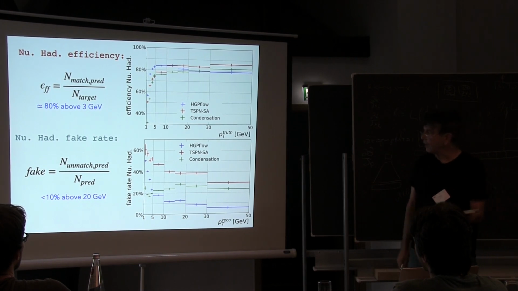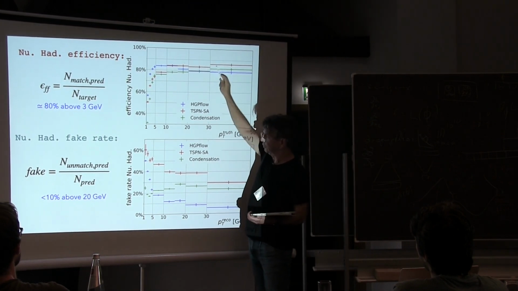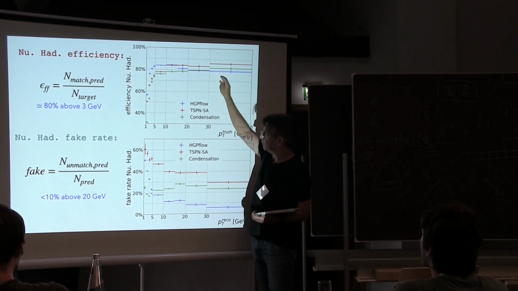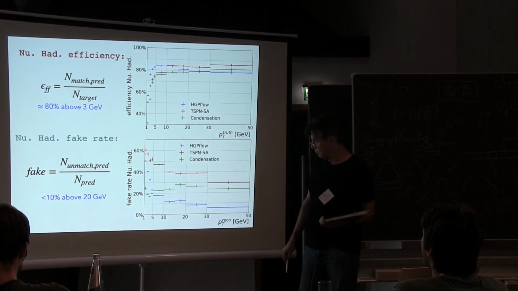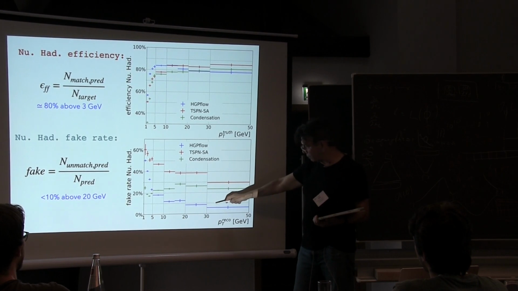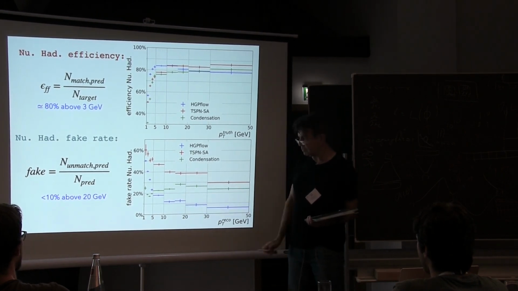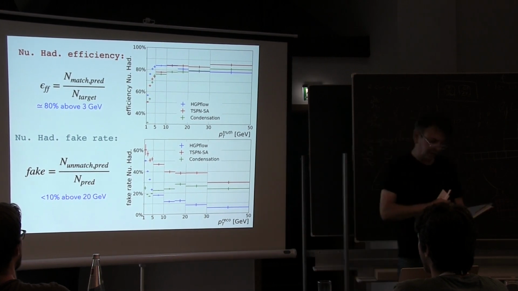The efficiency is about 80% above 3 GeV, and it competes with the slot attention. Slot attention is a little bit better here. But when it comes to fakes, the hypergraph is doing much, much better than everything. Less than 10% above 20 GeV.